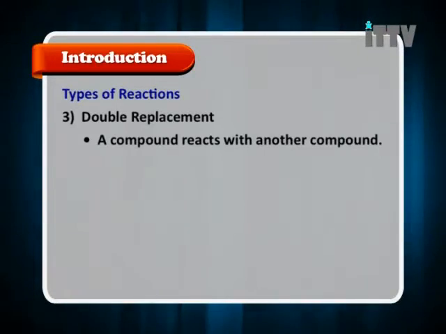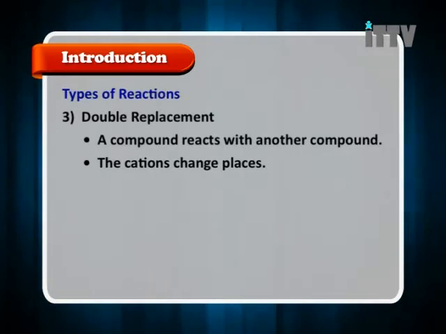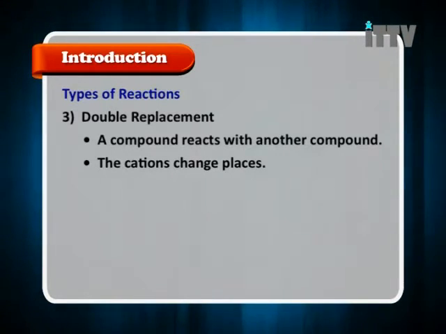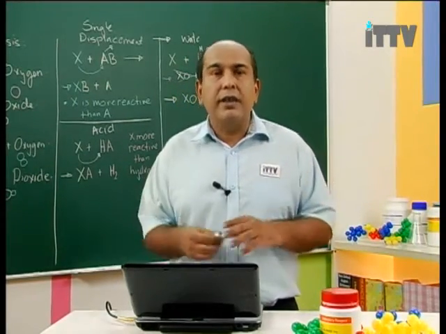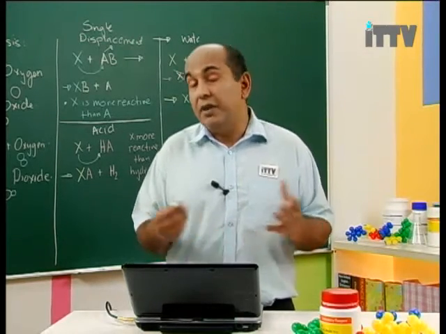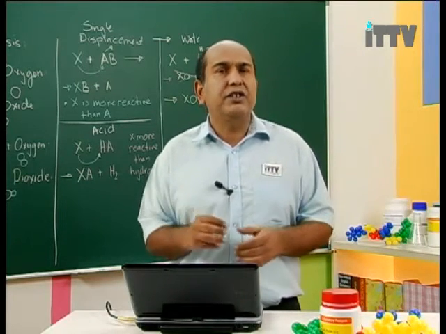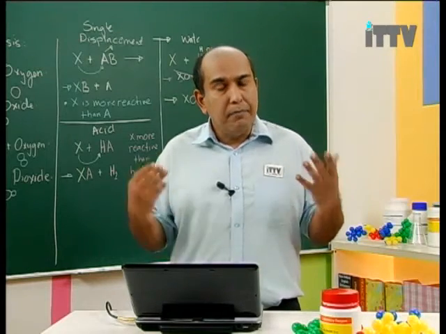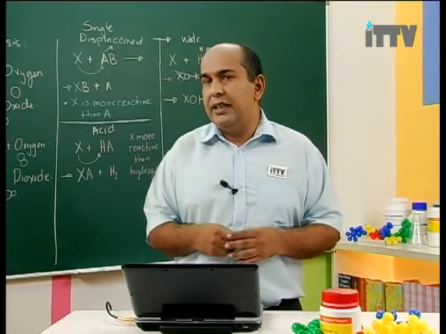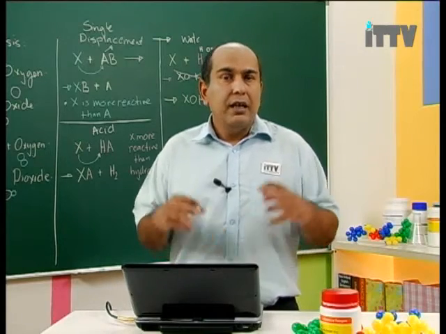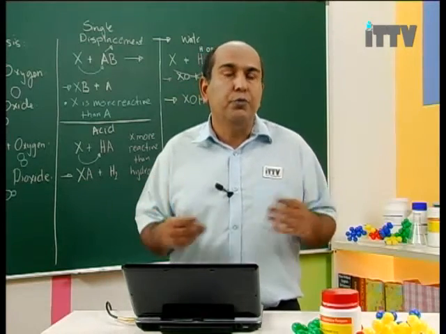Double replacement. A compound reacts with another compound. The cations change places. Now, cations are basically our metal ions. And later on in chapters 3, 4, and 5, even a bit of chapter 6, we'll have a look at these cations in a bit more detail. But for now, just understand that a cation is a metal ion or a positive ion. Now, what's going to happen is when you put two compounds in together, the two metal ions or positive ions are going to change places, so we get two new products.